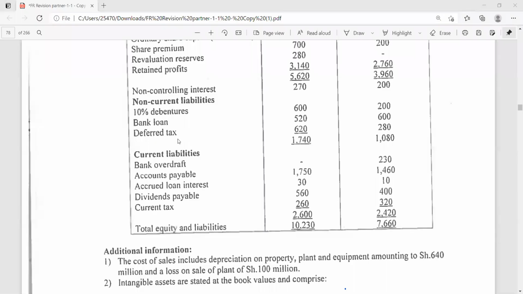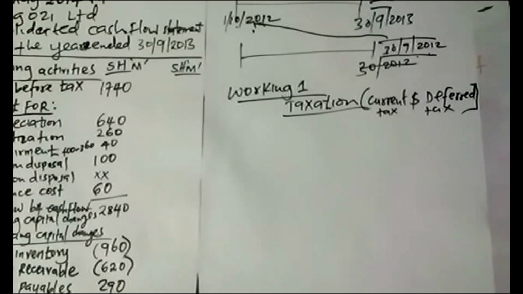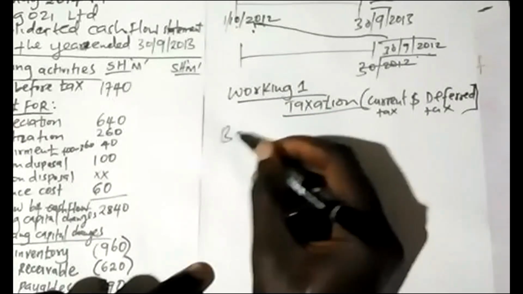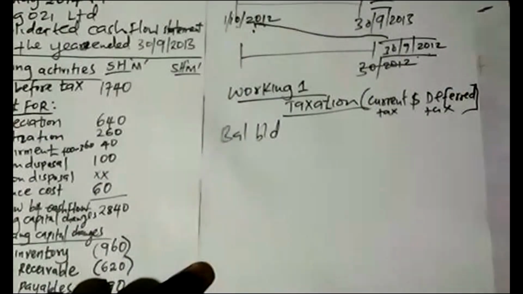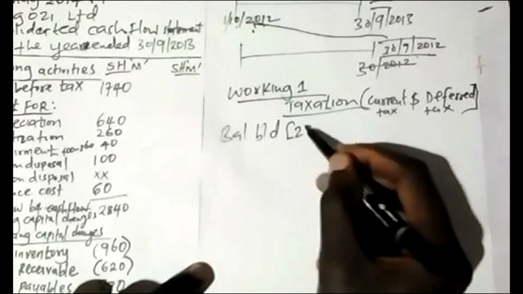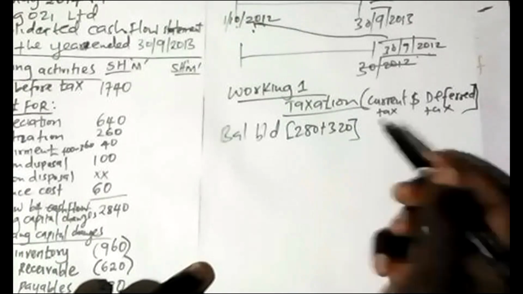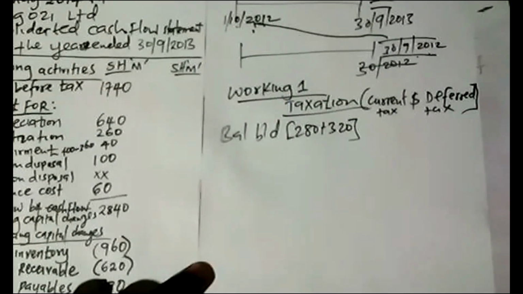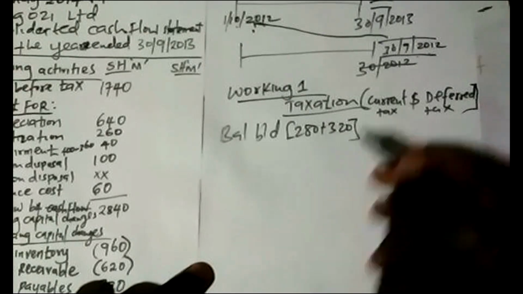So let's go to that point. You can see we have deferred tax. At the start, you have to take this 280. Then what about current? 320. So you have to combine the two. So 280 plus 320. So that is balance brought down. What are you getting there? 600.